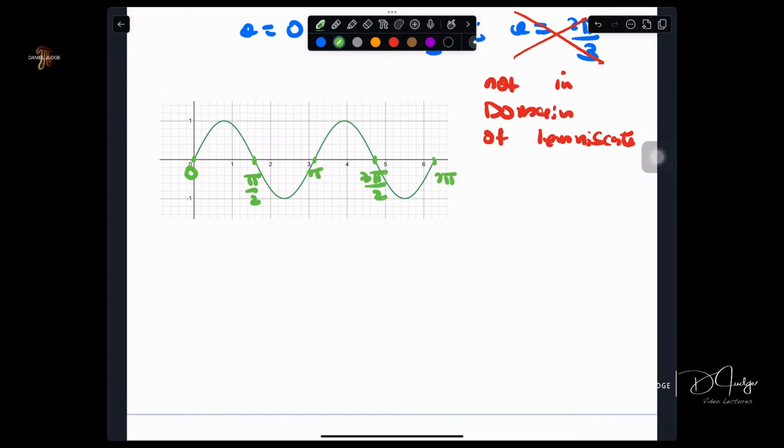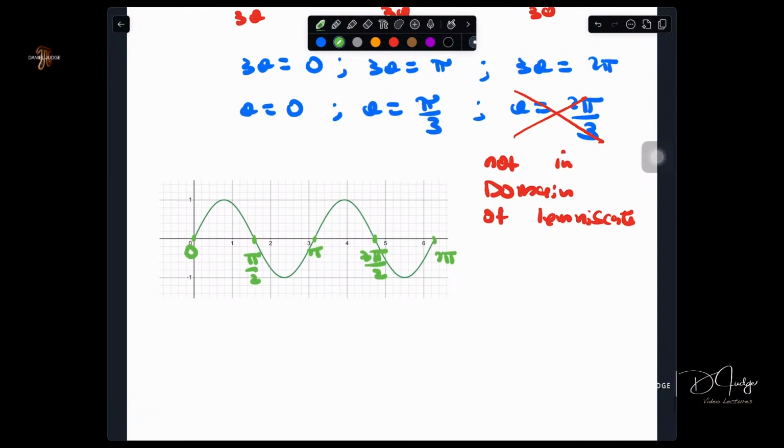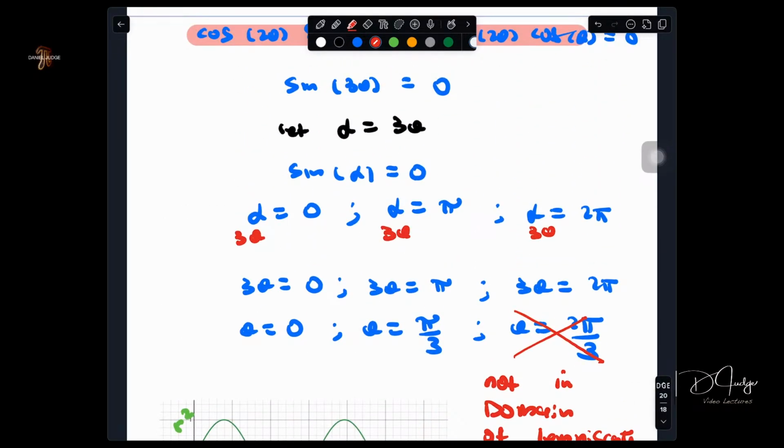3 pi over 2. And again, this value of 2 pi over 3 is not in your domain of the lemniscate because that's going to be 120 degrees. It's somewhere over here. Because this is really an r squared axis. So the domain of r squared, or the angles, are right in here for r squared. Anyway, so we're going to have to adjust this to some degree. And let me remark here, 0, pi over 3.